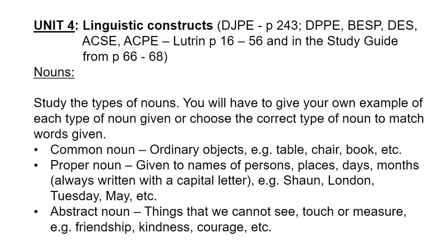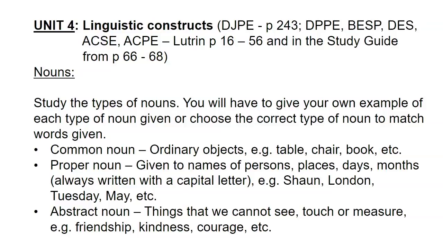Then we get the proper nouns. And the proper nouns are those names of persons, places, days, months. In other words, everything that's written with a capital letter. The proper noun is always written starting with a capital letter, like Sean or London or Windhoek or Rundu or Tuesday or Christmas, May, September. Any word that's starting with a capital letter is a proper noun.